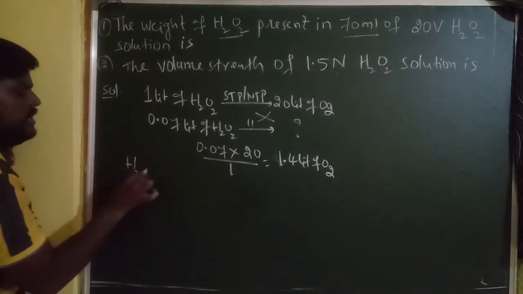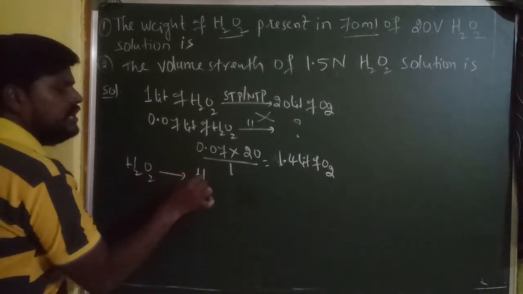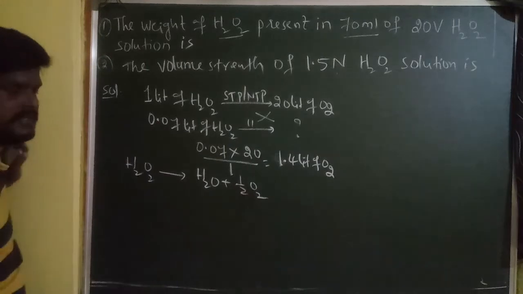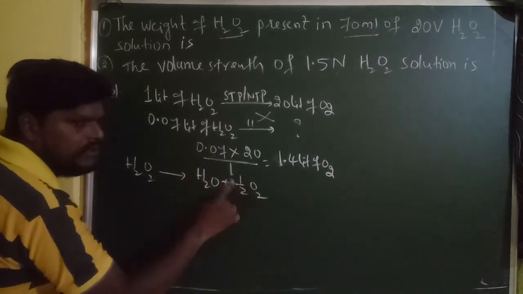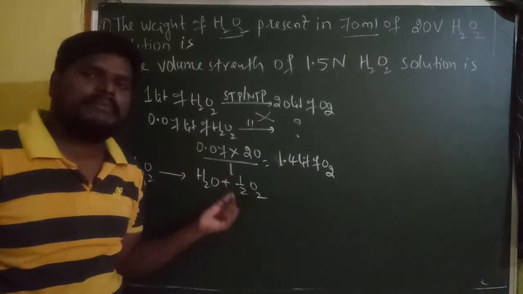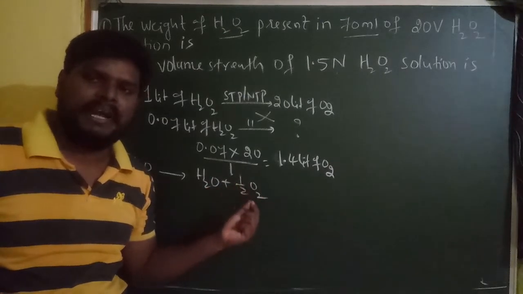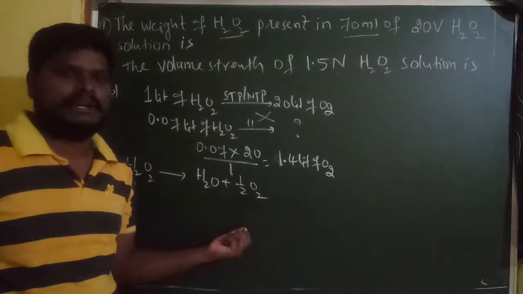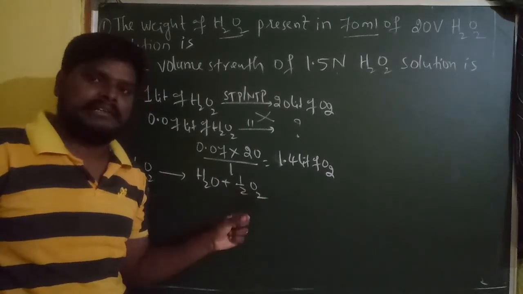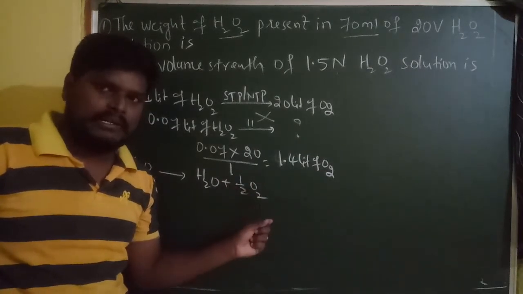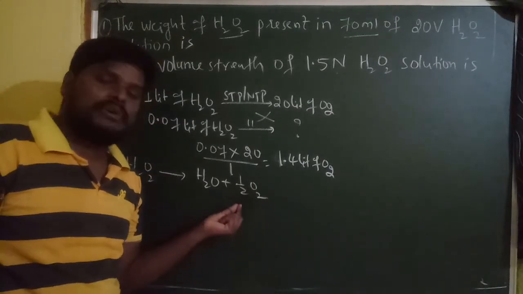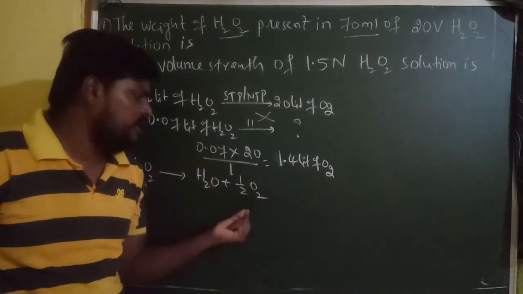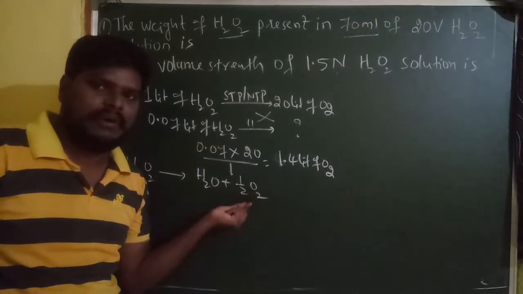So according to the H2O2 decomposition equation, H2O2 decomposes into H2O plus half mole of oxygen gas. Half mole at STP. 1 mole of any gas should occupy 22.4 liters. What about a half mole? 11.2 liters. Yes or no? 1 mole of any gas at STP should occupy 22.4 liters. So half mole of a gas at STP, sir, how much? 11.2 liters.